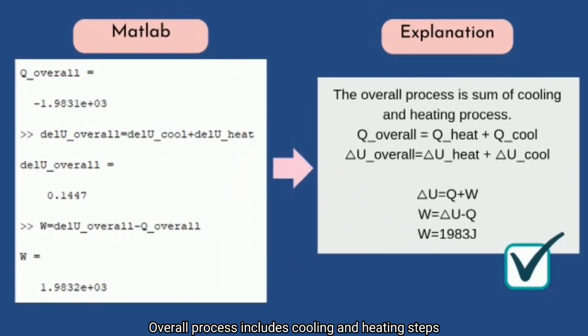Overall process includes cooling and heating steps. Q and increment U can be calculated by summing up the heat and internal energy of the cooling and heating steps respectively. Lastly, work can be calculated based on first law of thermodynamics, where change in internal energy equals to heat absorbed or released plus work done.